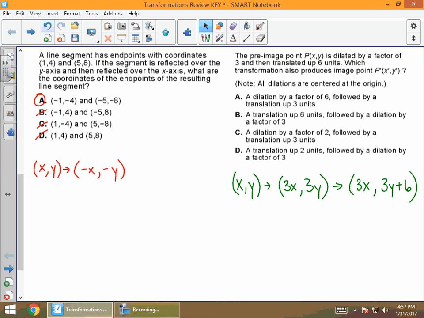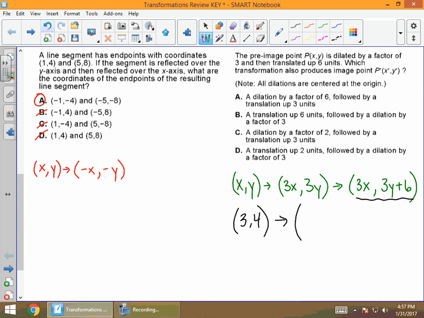So when I think about a point, right now I don't care what the point is. If I plug in the point 3, 4, I'm going to look at my end of the road here. Where does this point map to? Well, it's going to be 3 times my x value, which was 3, so 3 times 3 is 9. And it's going to be 3 times my y value. 3 times 4 is 12, plus 6 is 18. So I need to take the point 3, 4 and turn it into 9, 18.